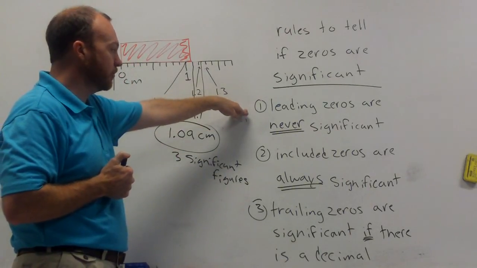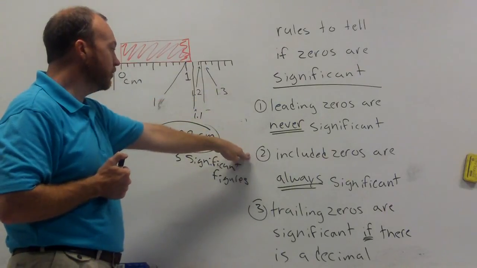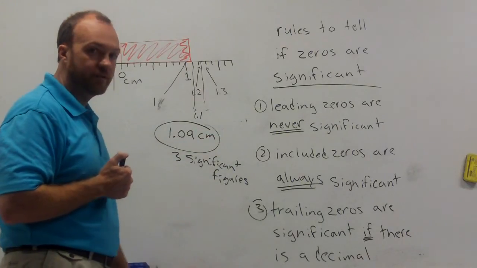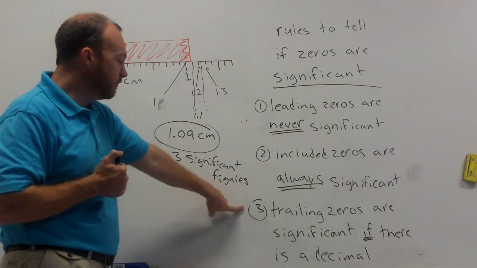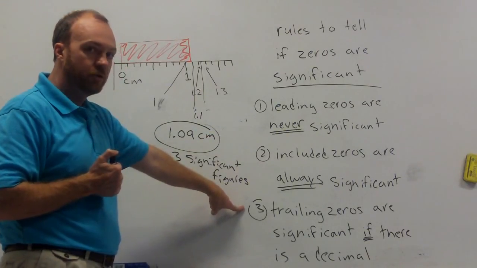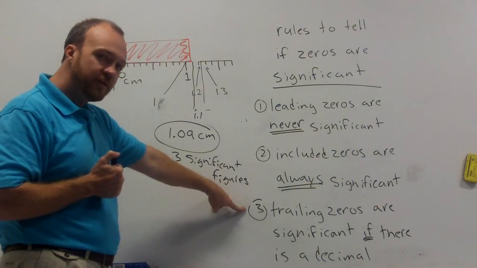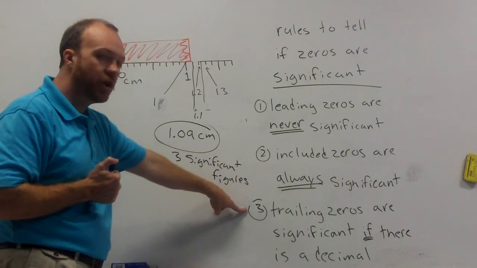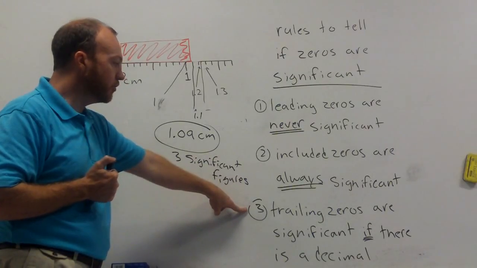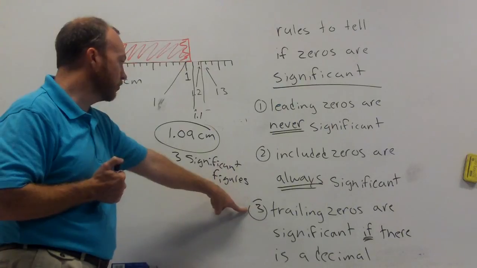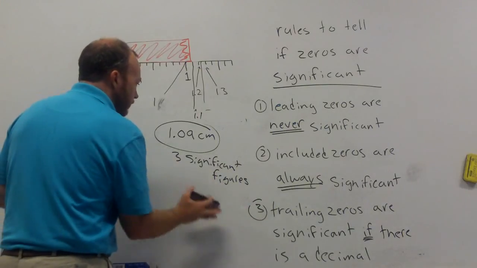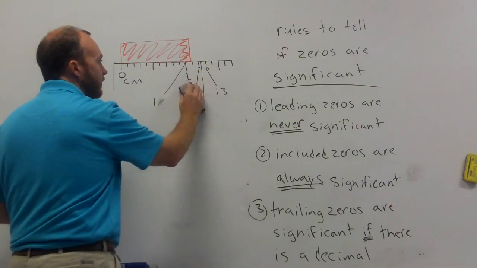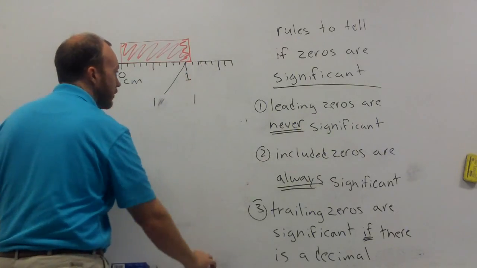Okay, so rule 1 should make sense. Leading zeros are placeholders. They're not significant. Included zeros are between things that we measured, so we must have also measured that. They're always significant. The rule that tends to give people the most trouble is the last rule, trailing zeros. The reason is sometimes they are significant and sometimes they are not. So the question is going to be whether or not it is a placeholder. Let me give you an example from doing a conversion.